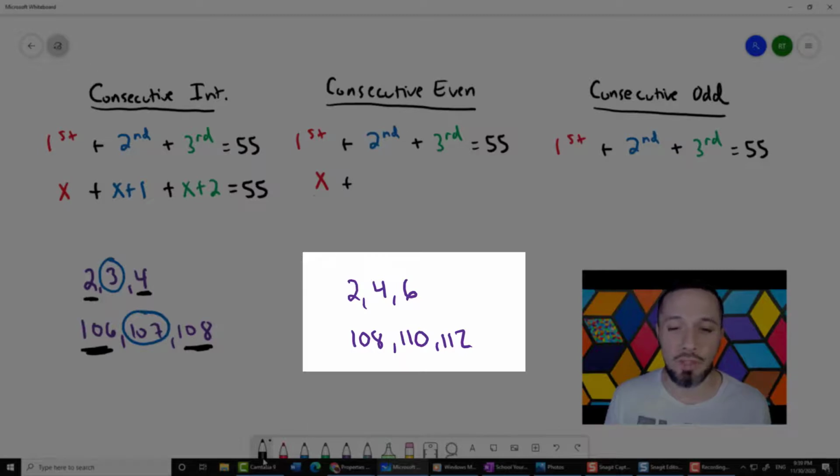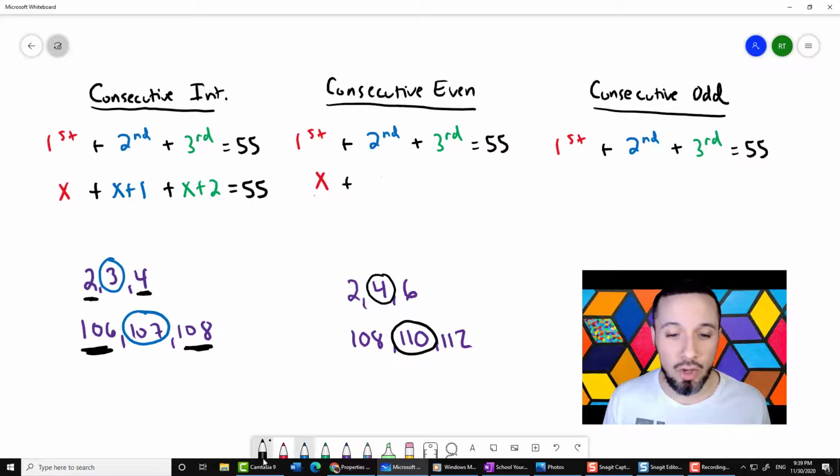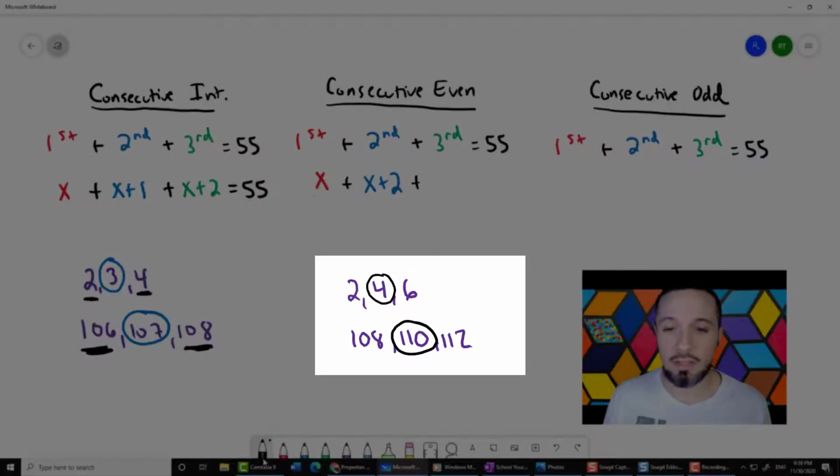And now to get the second one, I just ask myself, how does the second number compare to the first? Well, if I look at the second number, I can see that the 4 is 2 more than 2. And if I look at this one over here, 110, that's 2 more than 108. So I do know that the second number is always going to be 2 more than the previous one. And then lastly, the third number, you just ask yourself, how much more is 6 compared to 2 in this case? It's 4 more. Or how much is 112 compared to 108? It's 4 more as well.